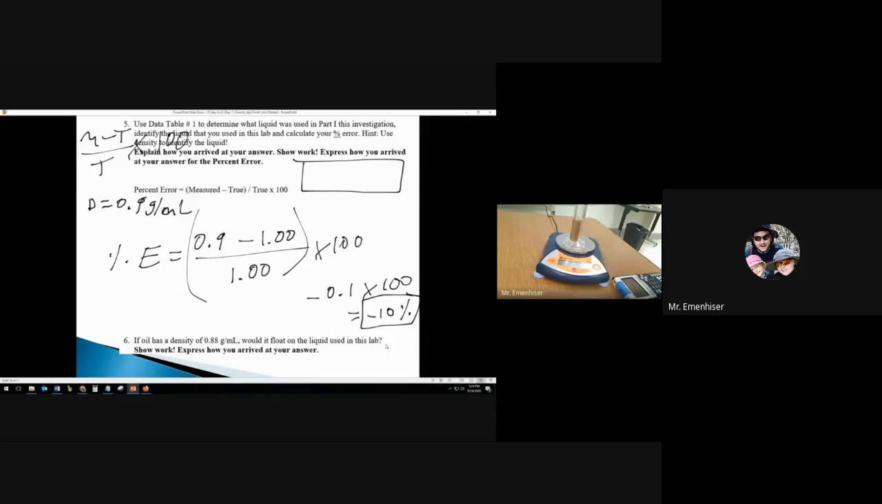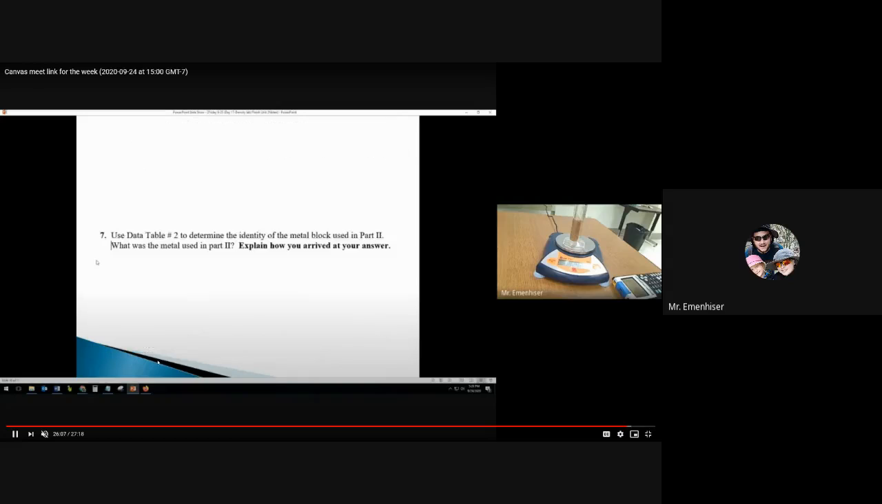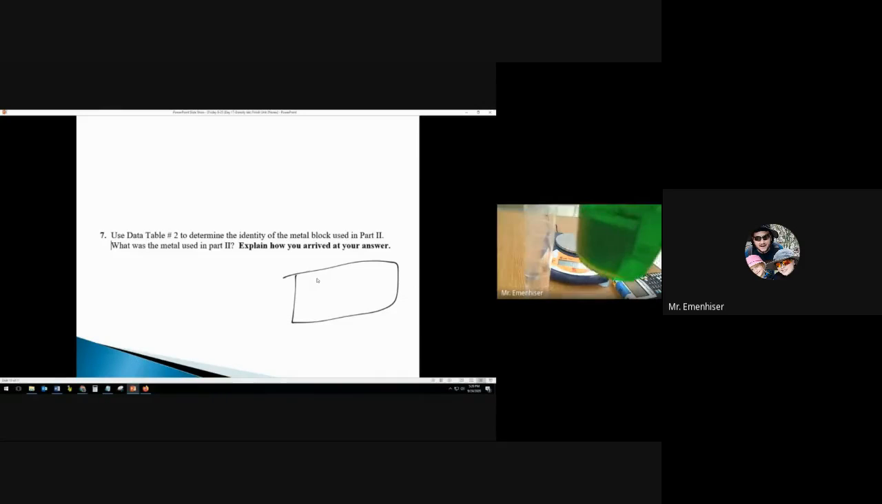Number 6, if oil has a density of 0.88 grams per milliliter, would it float on the liquid used in this lab? So the density of the liquid used in this lab is 1 gram per milliliter. Okay. So if the oil has a density of 0.88, would it sink or would it float? If it's less dense. Okay. Then explain how you got your answer. Use data table number 2 to determine the identity of the metal block used in part 2. So in this question, I want you guys to write what you think the identity of the metal cube was and why you think that, okay?